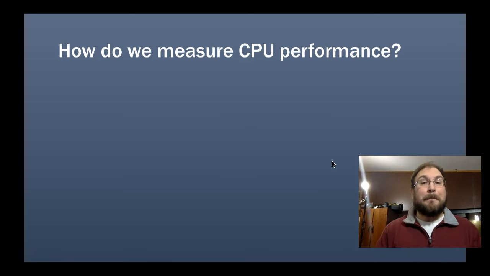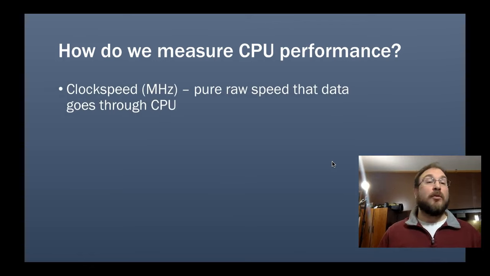So when you go out and buy a computer, you should be concerned about your CPU performance depending on what you want to do. So how exactly do we measure CPUs? The first way that we measure CPUs is through clock speed. And our clock speed is just the pure raw speed that data goes through the CPU. The way that a CPU operates is in cycles per second, or hertz. And each second, the CPU is capable of processing X amount per second, and that's our clock speed.